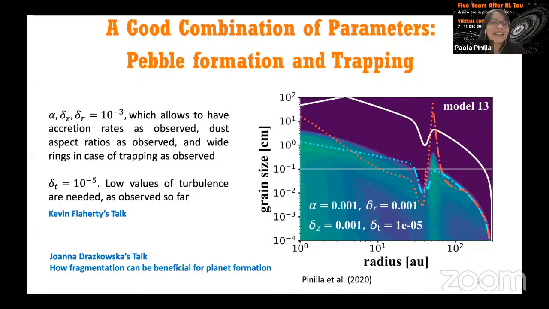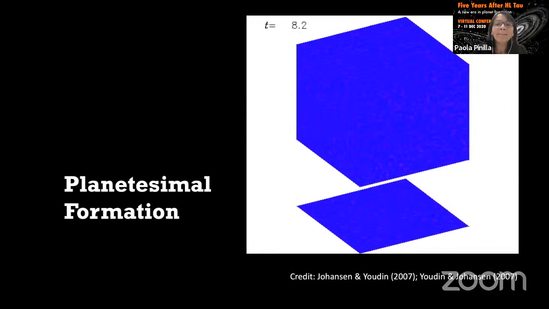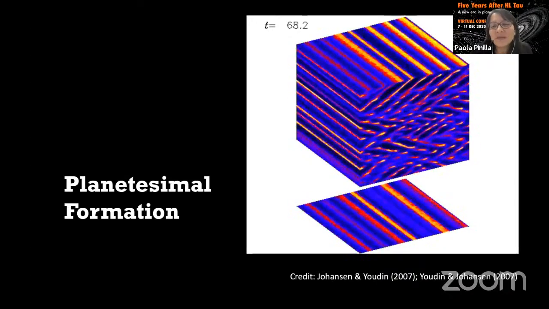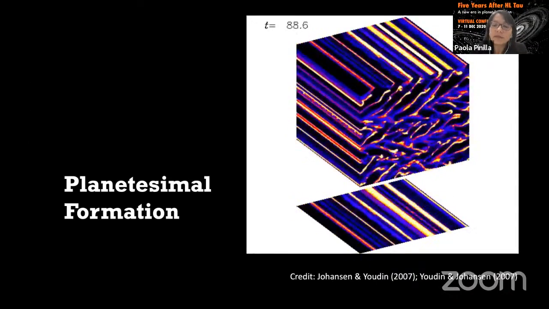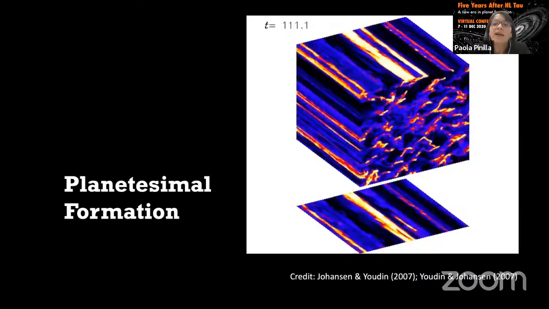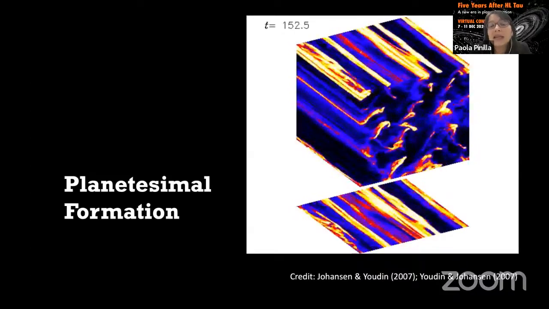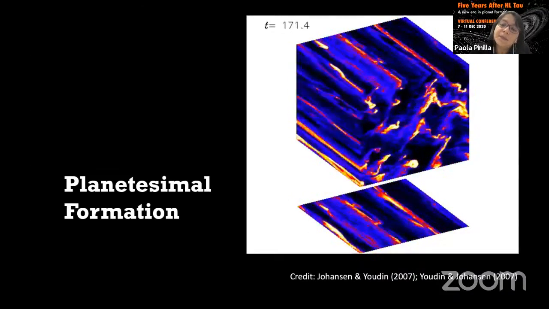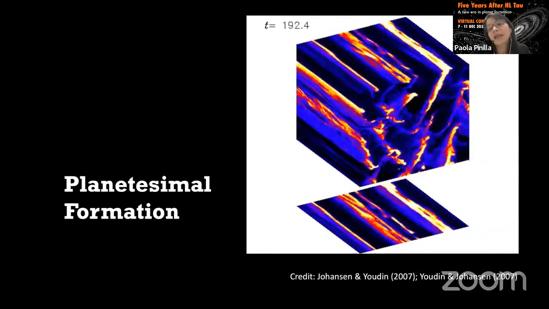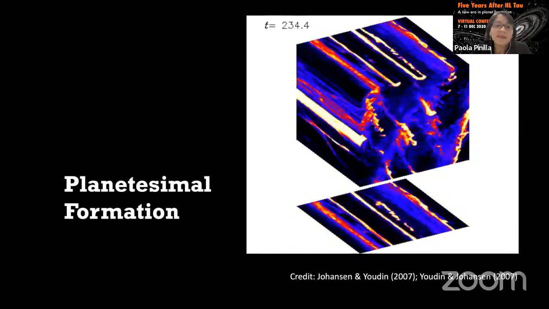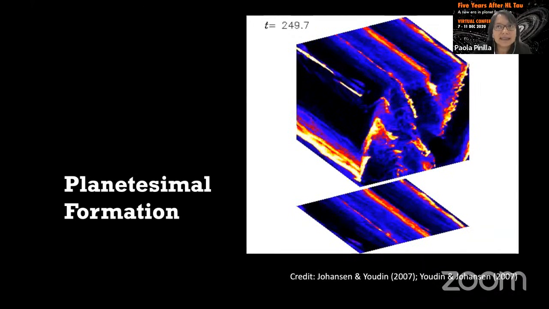And now goes the most challenging part for me, which is planetesimal formation. And I want to start this with the iconic simulation by Anders Johansen in 2007, where they show basically that particles can accumulate in filaments thanks to the streaming instability. So I want to start with the streaming instability and what it is.